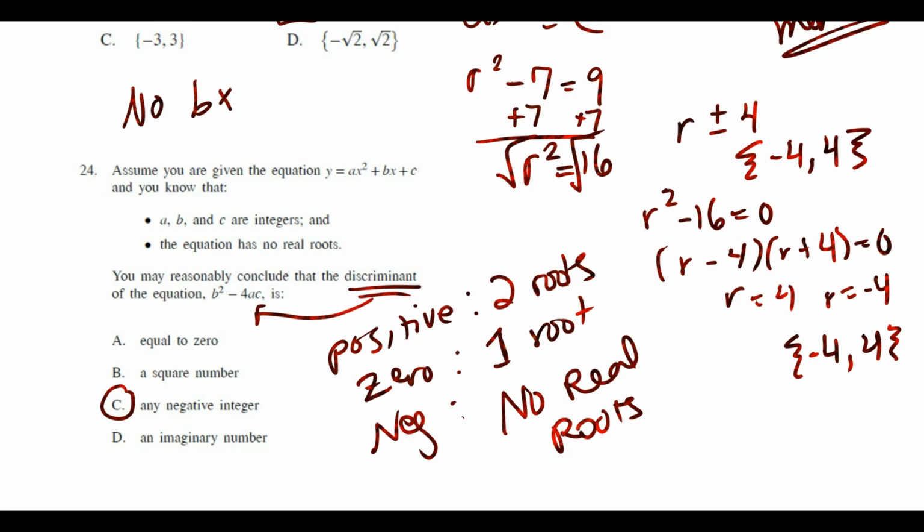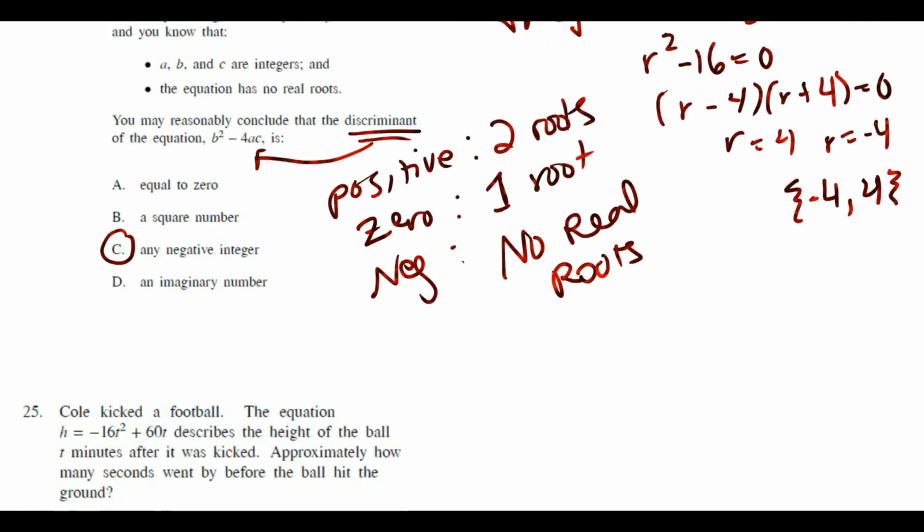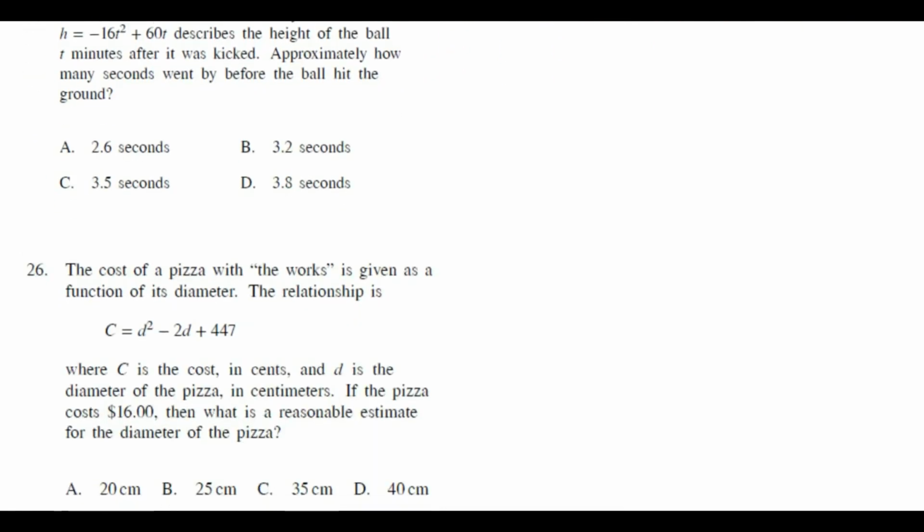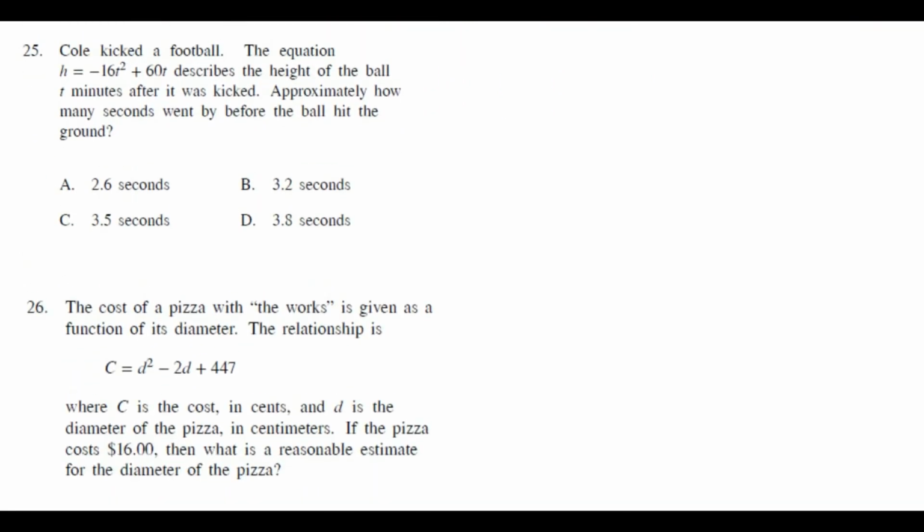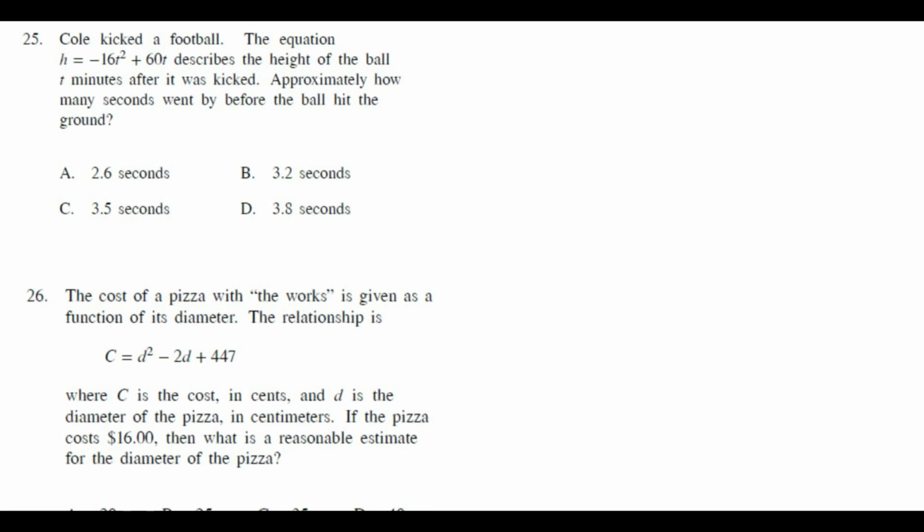Will you see a problem like this on your test? Yes, you will. And now to the last 2 problems. Number 25. Cole kicked the football. The equation h equals negative 16t squared plus 60t describes the height of the ball t seconds after it was kicked. Approximately how many seconds went by before the ball hit the ground? Hit the ground. All right, so that means the height had to be 0.